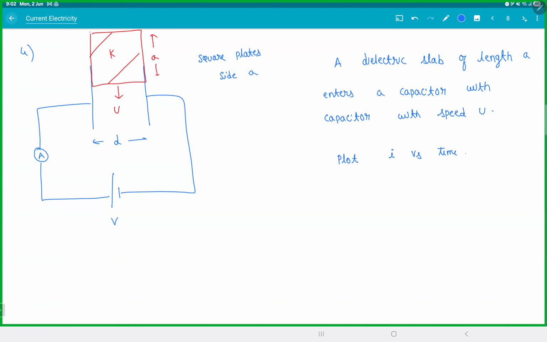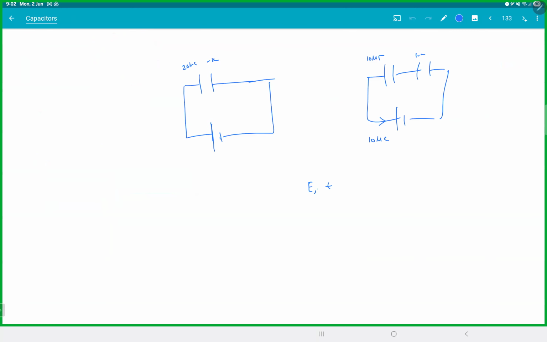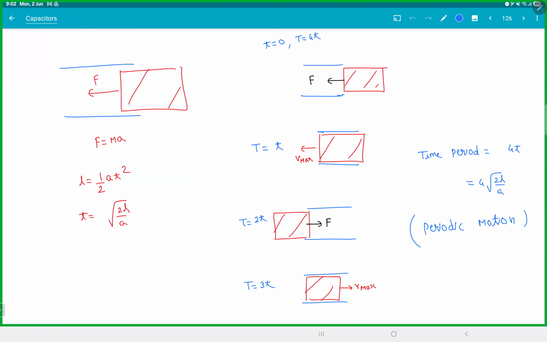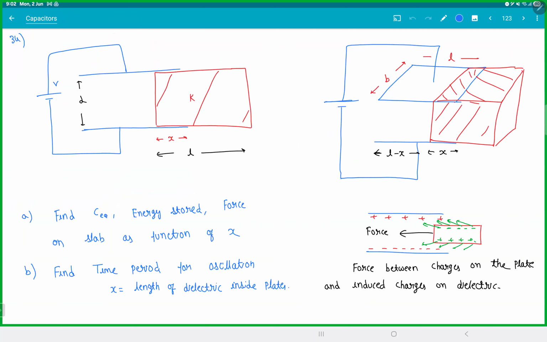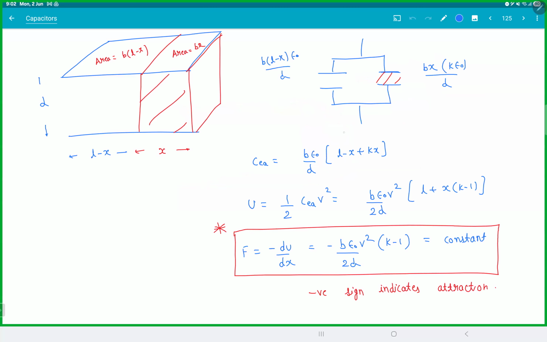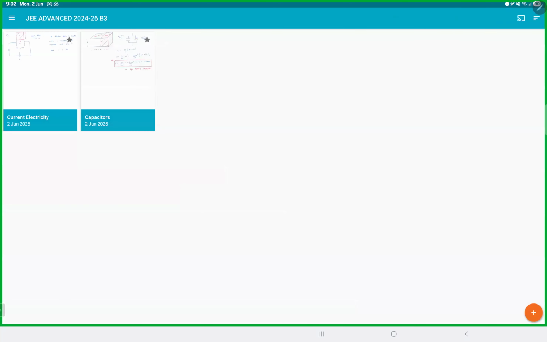Where have you seen this? You have seen this in the last chapter. Isn't it the same question? Isn't this the same question? Just rotate this 90 degrees. If you rotate this 90 degrees, it is the same question. What do you have to do? You have to find capacitance. You have already done capacitance last time. Once you know capacitance, Q is equal to CV, differentiate it, and you're done.